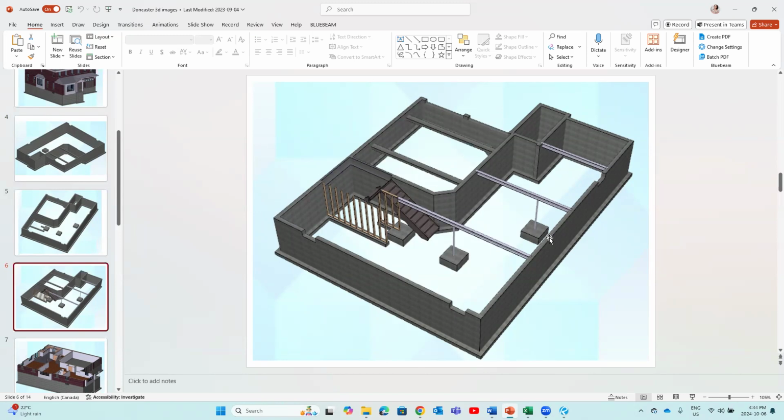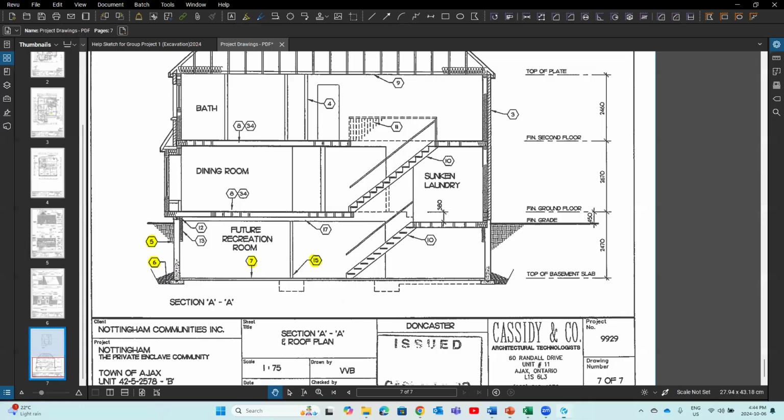So after you understand this, now we are going to draw sketches to help identify the shape of the excavation and the size of the excavation. So now we are going to look at the 2D drawing. We are going to start to draw sketches, using the section drawings, the cross section, to start the sketches.